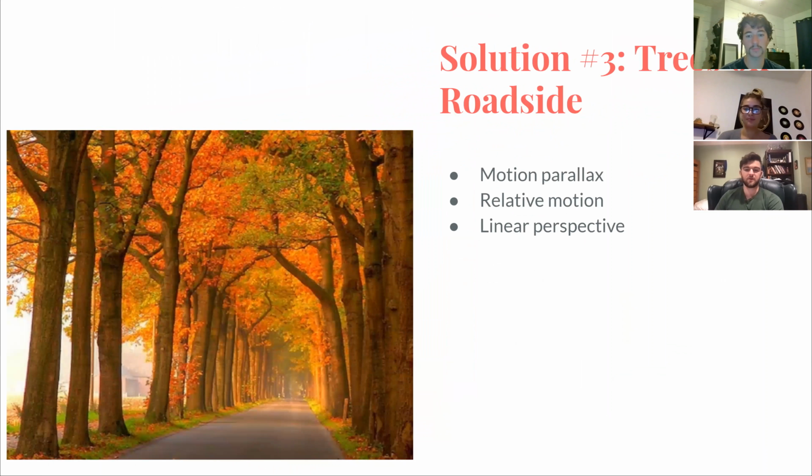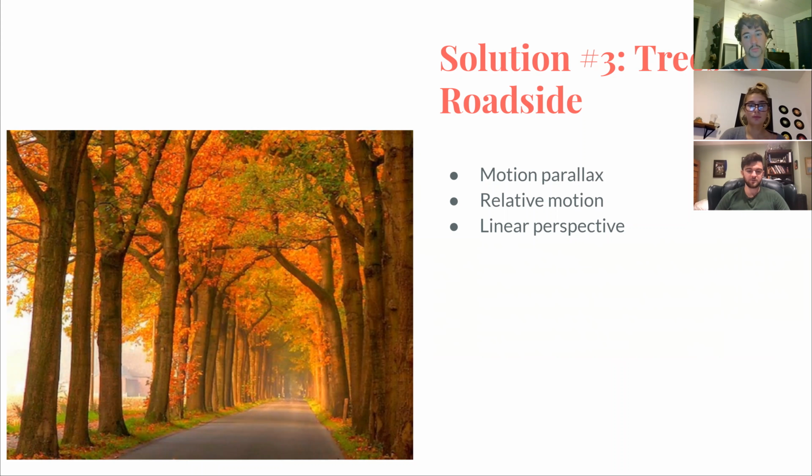Another solution that we proposed to address speeding is to plant rows of trees on each side of the road. Three monocular cues would be at play, and they would make drivers think that they are going faster than if they were on a road with no trees. One of these would be relative motion. It would be easier to see how fast you're going when you have trees right beside you that you could use for reference. Another cue is motion parallax.